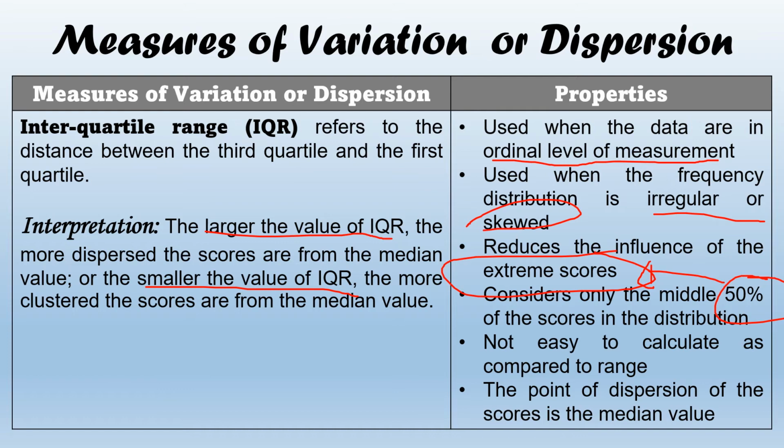It is also not as easy to calculate as compared to range, kasi nga if you're going to remember the different formulas for IQR, you could compare it to range na dali lang. Anyway, isa-isahin natin yan mamaya. And of course, the point of dispersion of the scores is the median value. Why the median value? Because again, we only get here 50%. Dito yan siya nanggaling, because of this median value, kasi nga 50%.